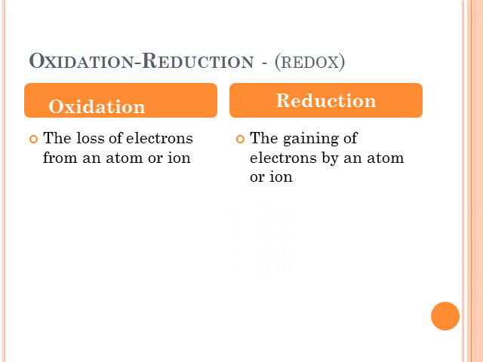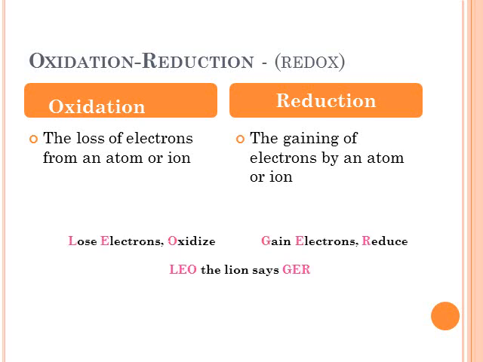Reduction we use to refer to the gaining of electrons by an atom or an ion. So oxidation is loss of electrons, reduction is the gain of electrons.